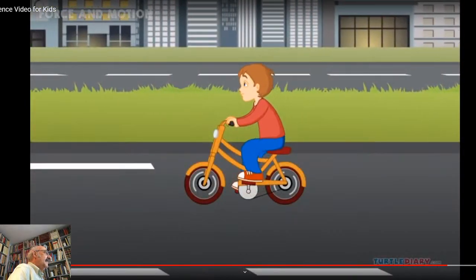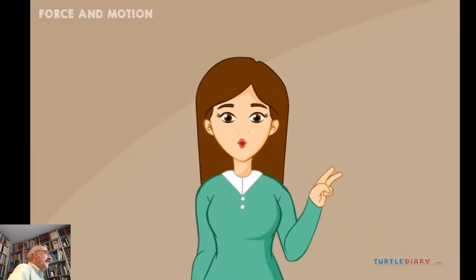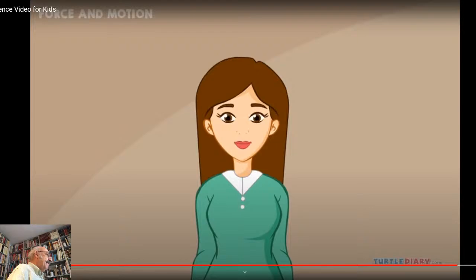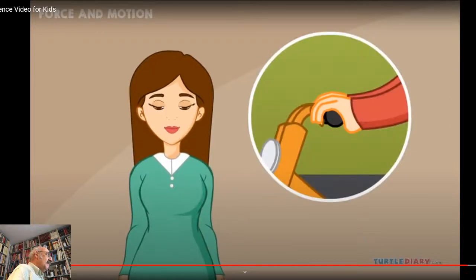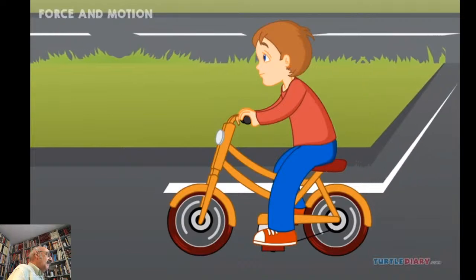What can you do to stop? Well, you can do two things. Remember, you want to stop your movement. You can use force to stop by putting on the brakes. Or you can just stop pedaling and you will stop moving after a while.